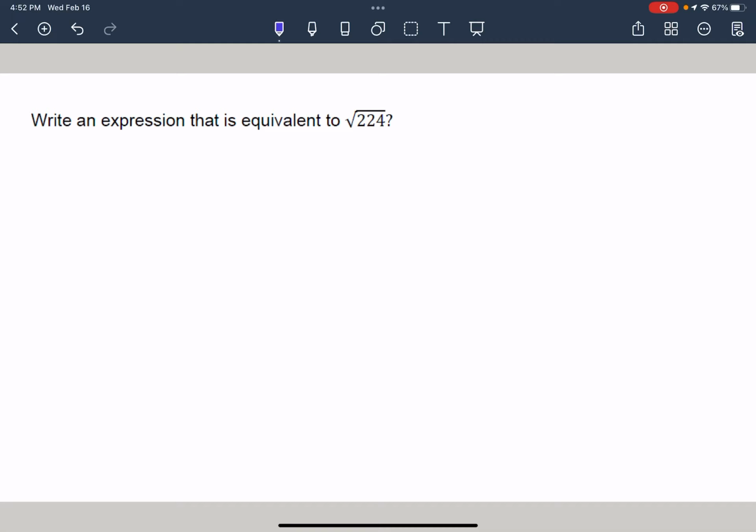So we want to find an expression that's equivalent to the square root of 224. Whenever we see a radical, we want to ask ourselves, what's the biggest perfect square that will evenly divide that number? For 224, that number is 16. So this is the square root of 16 times the square root of 14. That gives me 4 times the square root of 14.